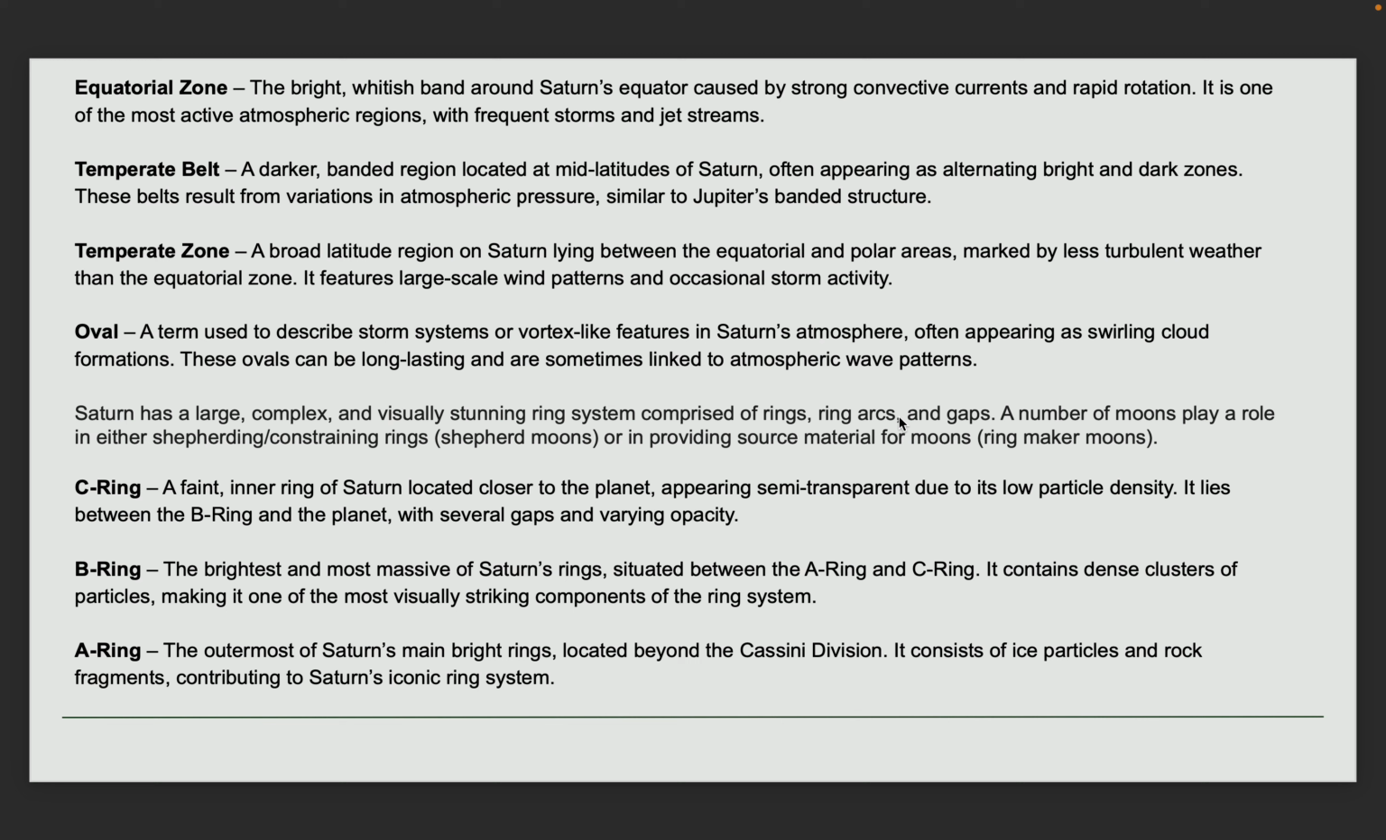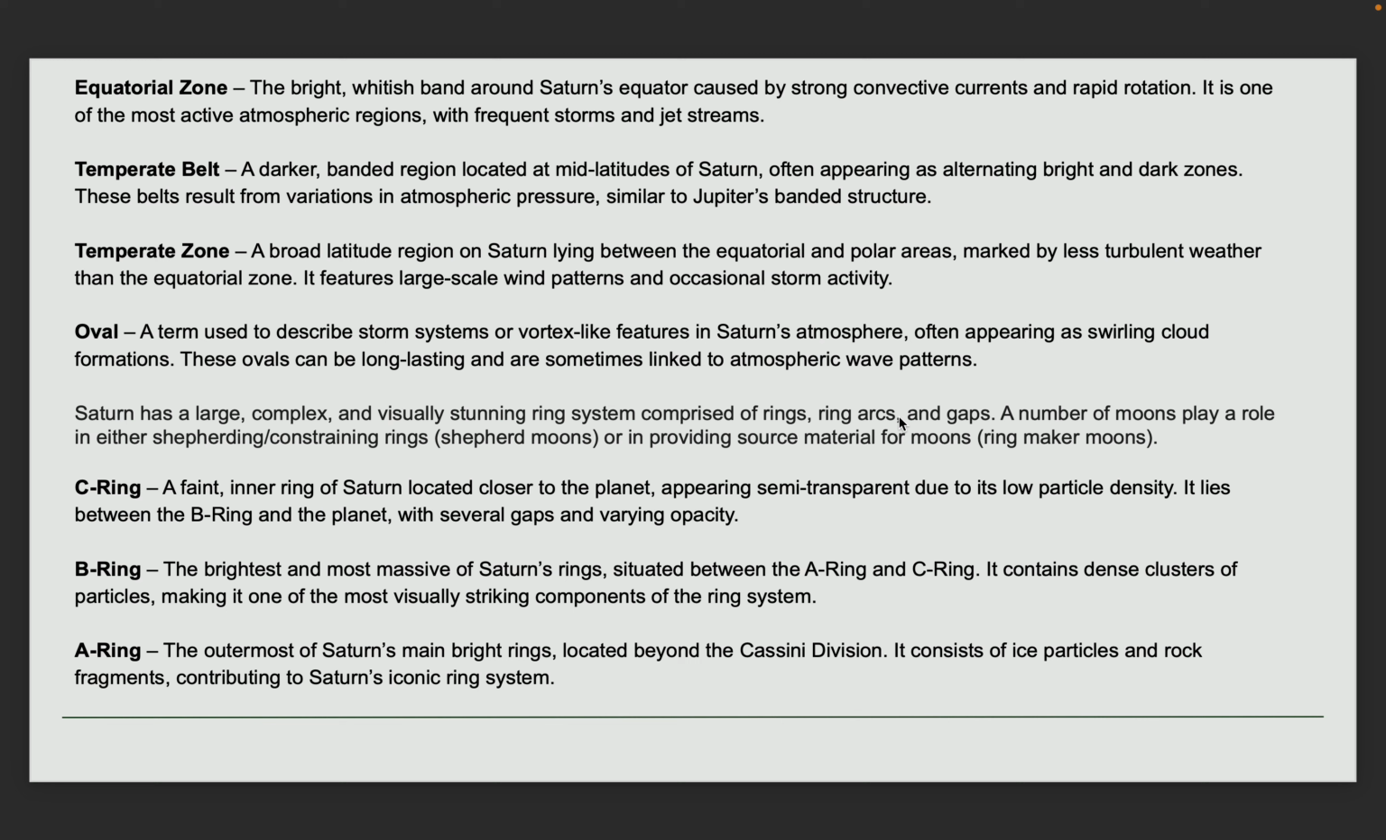So, the equatorial zone is a bright whitish band around Saturn's equator that is caused by strong convective currents and the rapid rotation of this planet. It is one of the most active atmospheric regions, which has frequent storms and jet streams. And the temperate belt and the temperate zone of Saturn are two interesting regions. The temperate belt is a darker, banded region located at the mid-altitude of Saturn, which often appears as alternating bright and dark zones.